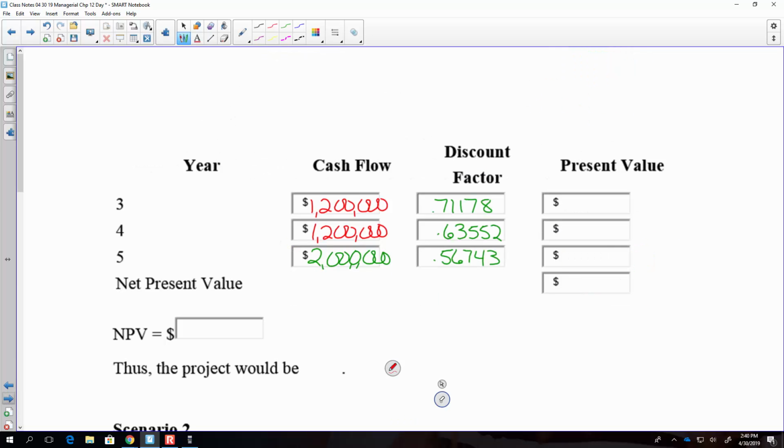Year 3, it's only worth 854,136. Year 4, 762,624. And finally, year 5, $1,134,860.